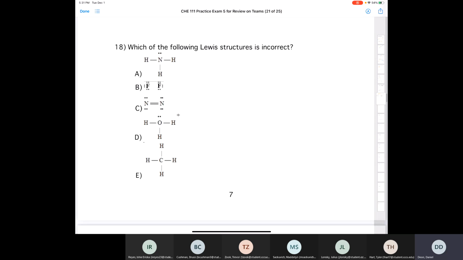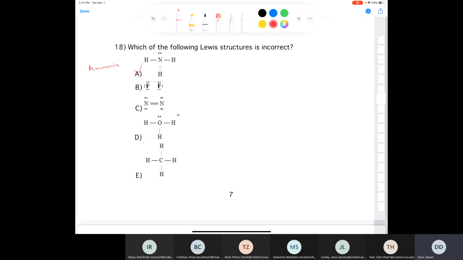Next question, which of the following Lewis structures is incorrect? If you look at the first one, it's ammonia. So this is ammonia, and there's nothing wrong with this Lewis structure. All 3 of the hydrogens have a duet because they're in group 1A, or sorry, they're in the first period. And nitrogen has an octet.